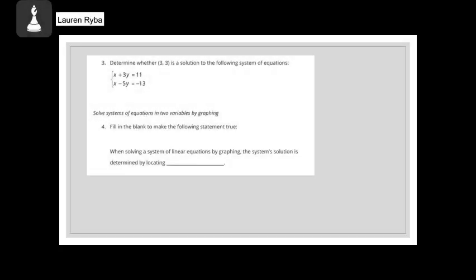Next one wants us to determine whether the point 3, 3 is a solution. So 3 for x and 3 for y. So 3 plus 3 times 3 is going to give me 3 plus 9, which gives me 12. So it doesn't even work on the first one. No, it's not going to be a solution to the system.